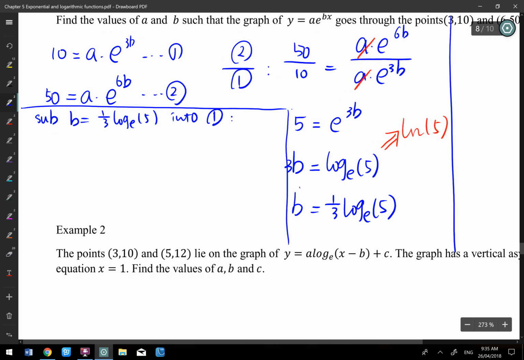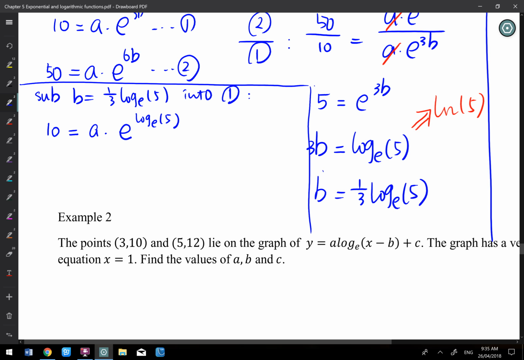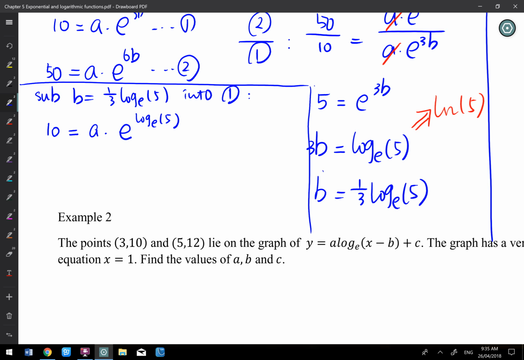If we sub that into equation 1, we have 10 equals a times e to the power of 3b. So 3b is just log e5, since b is a third log e5. So what's e to the power of log e5? It's 5.